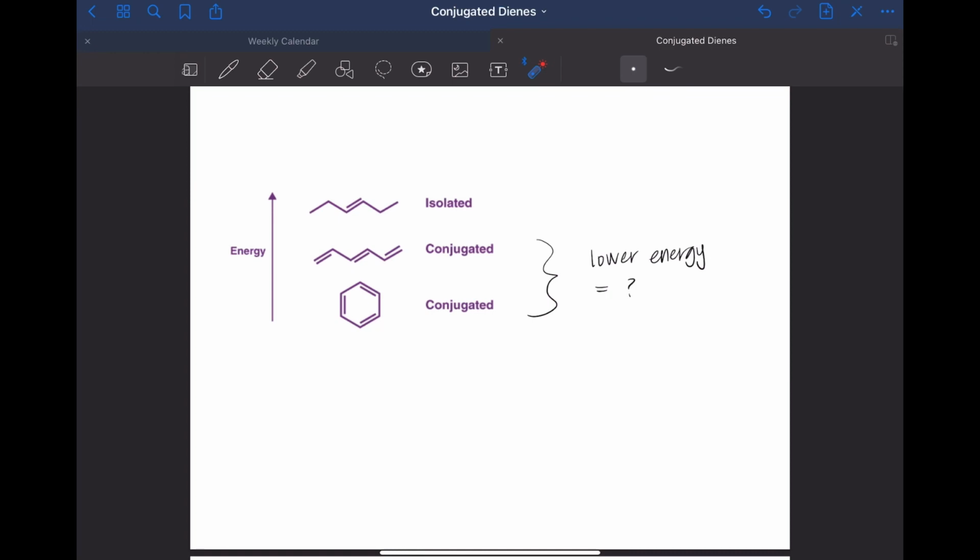If we think back to general chemistry, we'll remember that a lower energy molecule actually means a more stable molecule overall. And that is so important for us because that produces a different type of addition when we come to add to these conjugated dienes. That also tells us why benzene is such an important molecule in organic chemistry, because it is the most stable molecule that we will be dealing with in this unit.